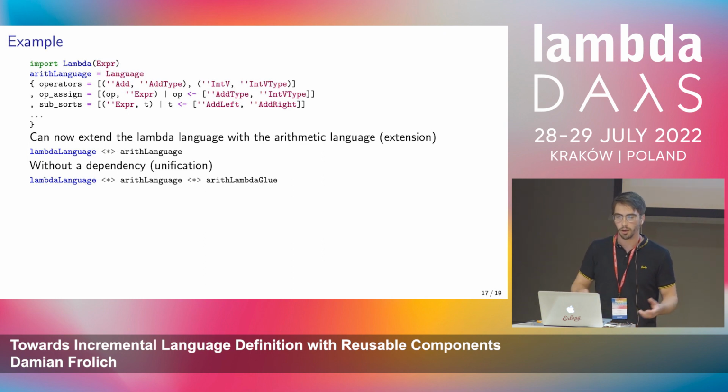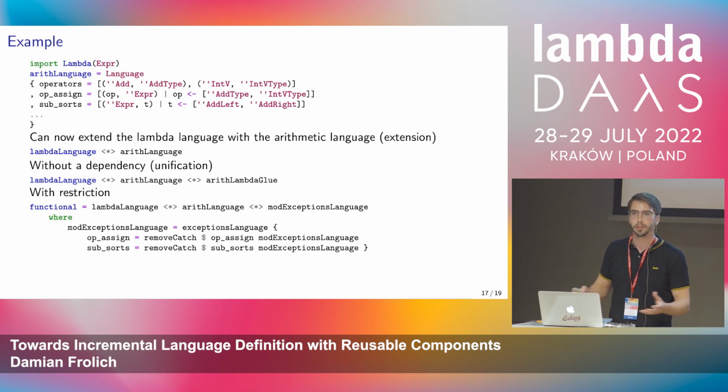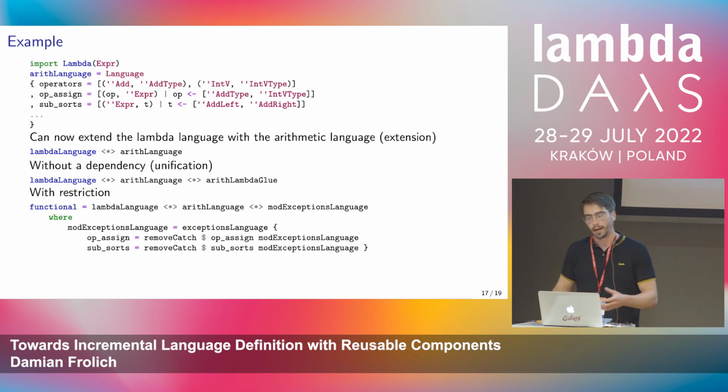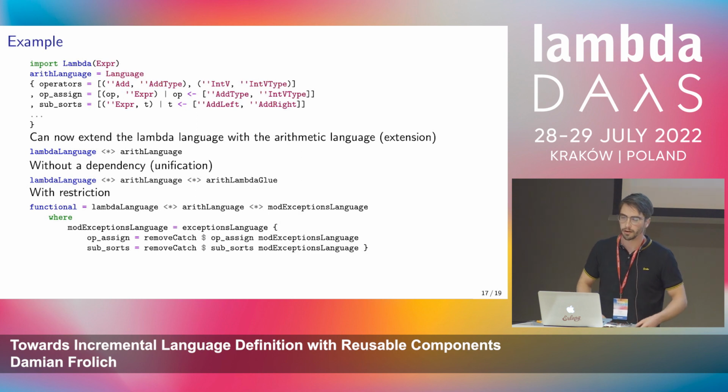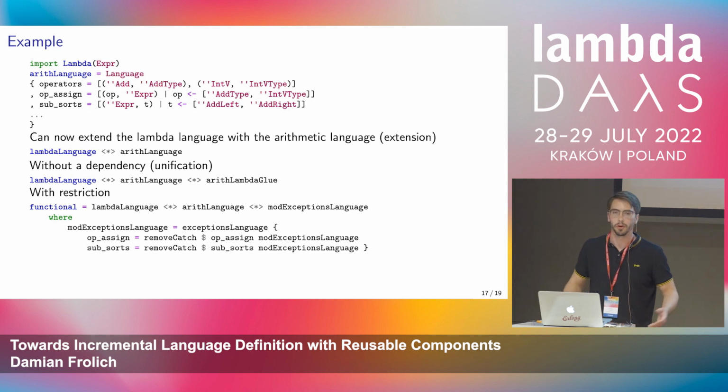And lastly, we also have restriction. So in this case, we have the Lambda language with the arithmetic language, and we have a modified exception language. So we have some exception language that implements exceptions, so we can throw and catch them. And then in this case, we want to remove the catching so that we can only throw, and an exception is an error we can catch. So what we do is we just simply write Haskell functions. We just write a function over our language that removes catch from our assignments, from our operators, and from our sorts. And this way we have a modified language, and then we can compose this together again.